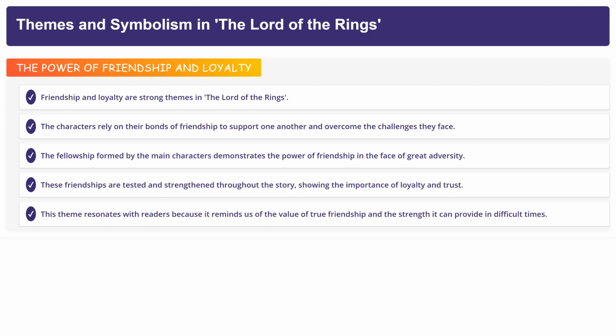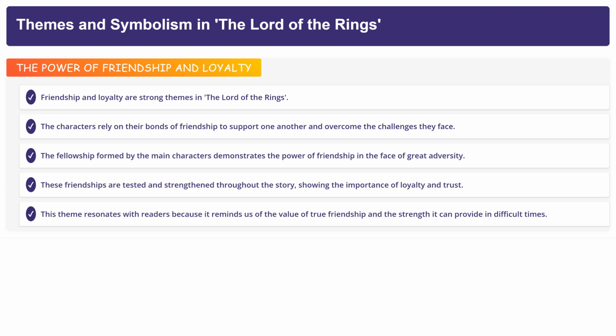Friendship and loyalty are strong themes in The Lord of the Rings. The characters rely on their bonds of friendship to support one another and overcome the challenges they face. The fellowship formed by the main characters demonstrates the power of friendship in the face of great adversity. These friendships are tested and strengthened throughout the story, showing the importance of loyalty and trust. This theme resonates with readers because it reminds us of the value of true friendship and the strength it can provide in difficult times.